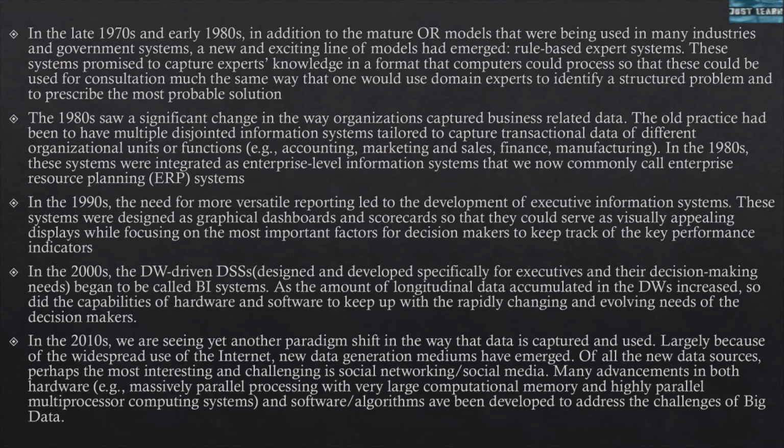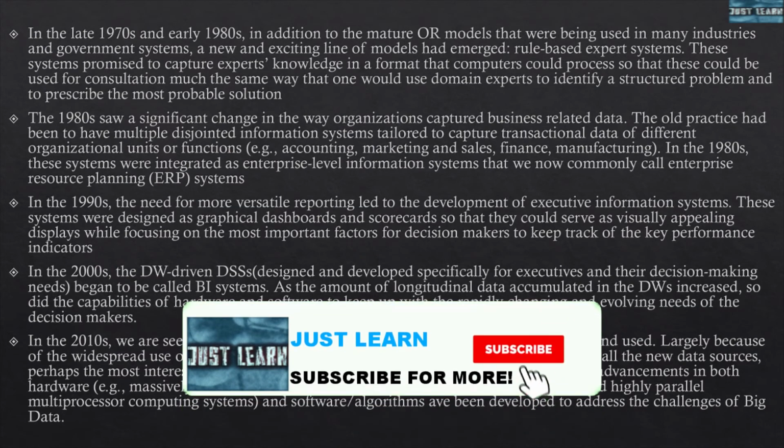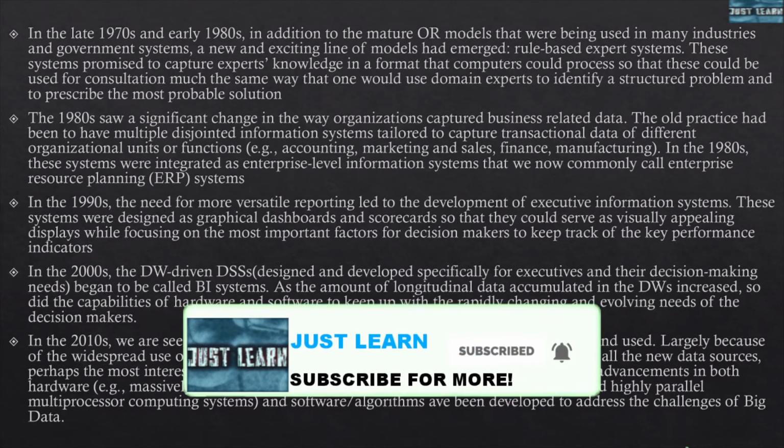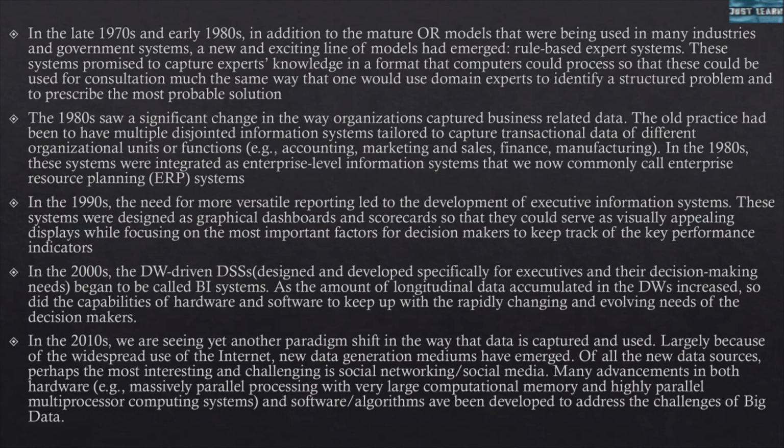But what happened after the 70s? At the start of the 1980s, we saw a significant change in the way organizations captured business related data. The old practice had been to have multiple disjointed information systems tailored to capture the transactional data of different organizational units or functions. These functions or units include accounting, marketing, sales, finance, manufacturing, and many more operations data.